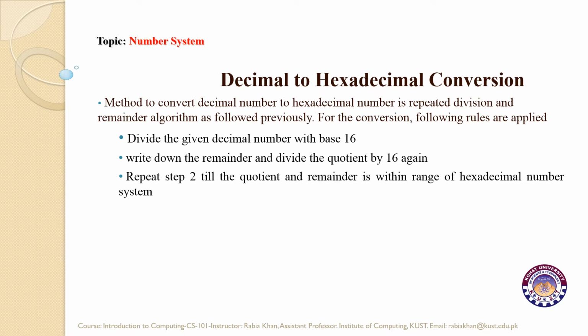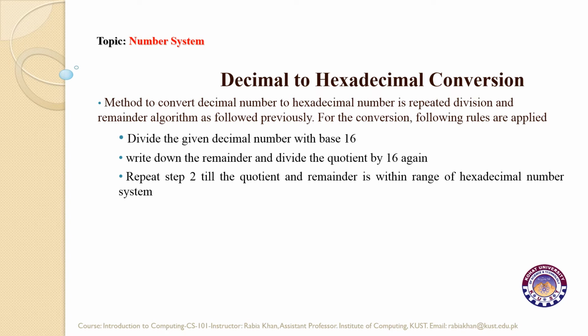We will now convert a decimal number into a hexadecimal number, and the method remains the same that we followed for binary and octal conversions. In decimal to binary conversion, we followed the repeated division process, but the base for division was 2. In decimal to octal conversion, we again followed repeated division, but the base for division was 8. Similarly, in decimal to hexadecimal conversion, we will follow the repeated division process, but the base for division will be 16.